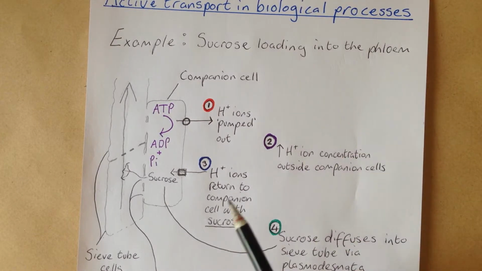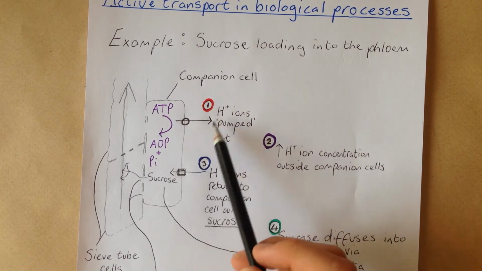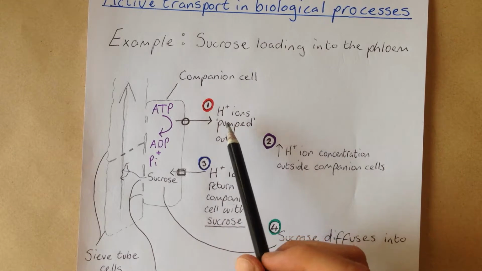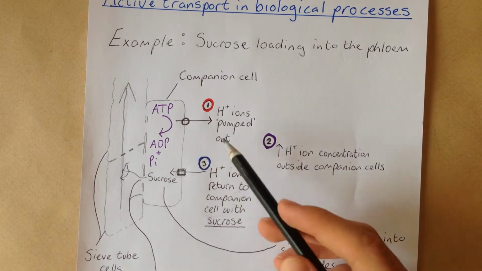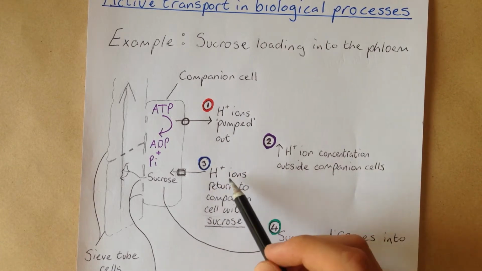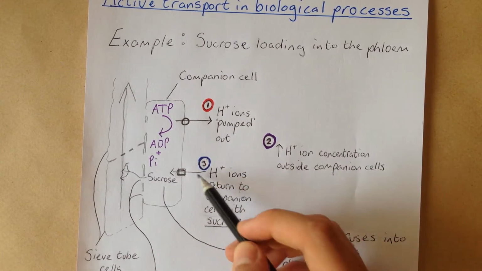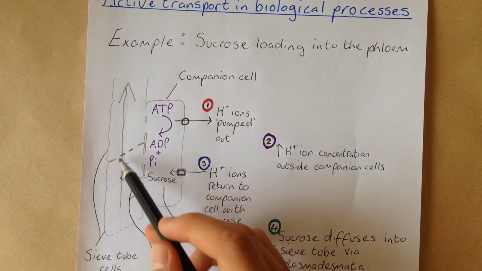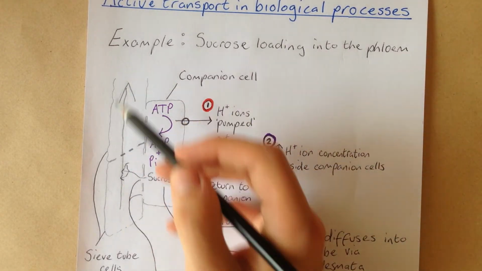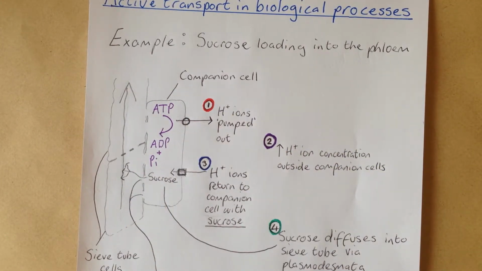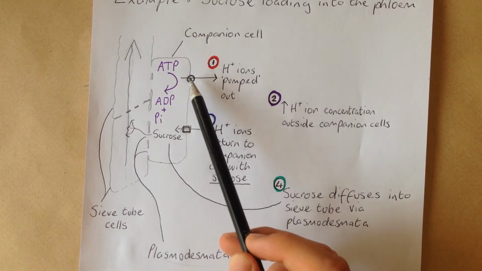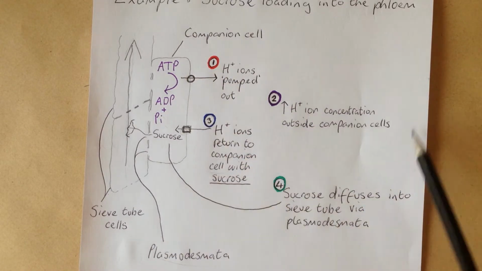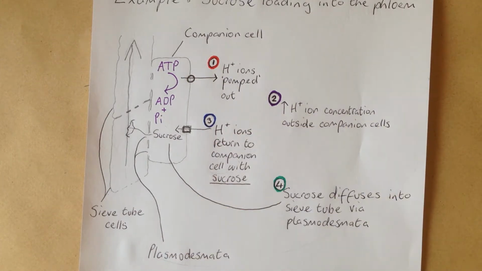And so to reiterate, we can see that hydrogen ions are actively transported out of the cell to the area of higher concentration. But then we use this hydrogen ion concentration gradient to pull in sucrose into the cell, which can then be used by the plant after it's been transported around. And so we can see how active transport can play a key role in a greater biological process.